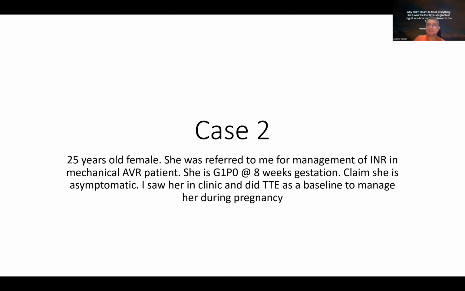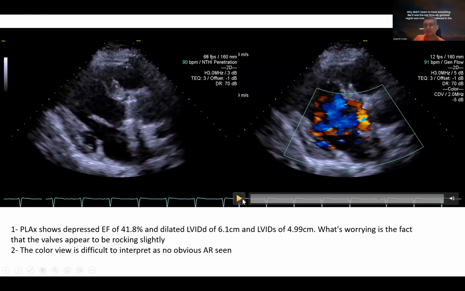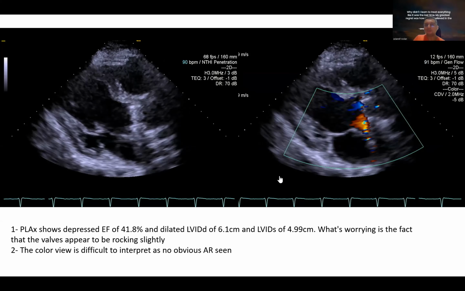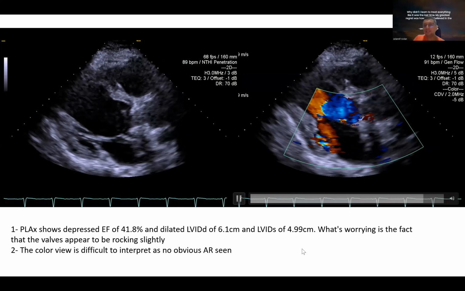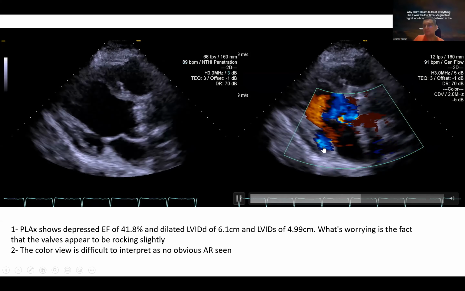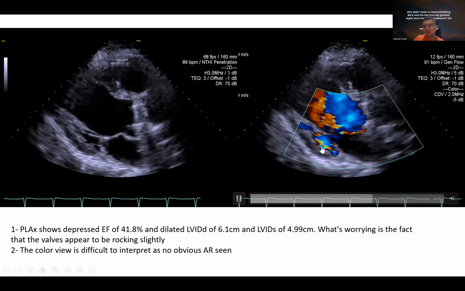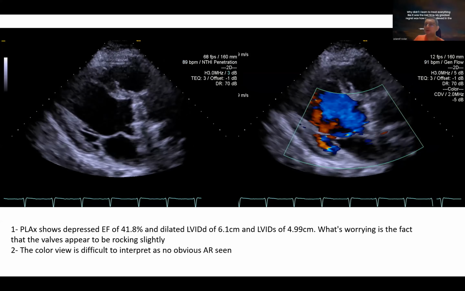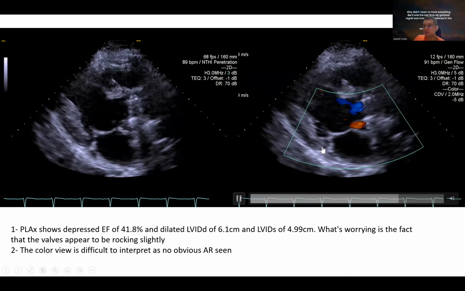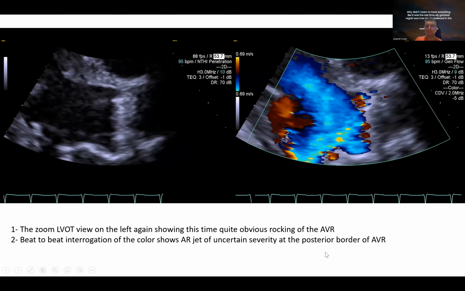Now, if you look at the echocardiogram here, I wanted to also draw your attention to this. You can see turbulent flow just below the posterior mitral valve leaflet here. What is that turbulent flow below the posterior mitral valve leaflet? That is very intriguing for me.